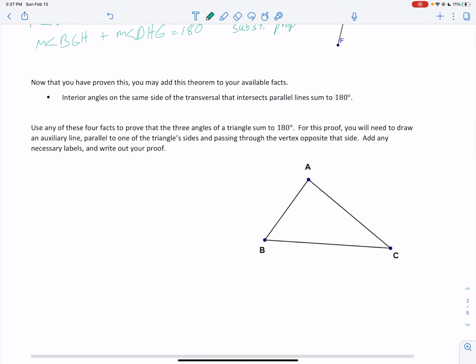So in this case, now that we've done that, we can use that interior angles on the same side of the transversal add up to be 180 degrees. So use any of these four facts to prove that three angles of a triangle sum to be 180 degrees. Well, that's not too bad. Now, regardless of what we do, we can always make an auxiliary line. Most of our facts deal with transversals.